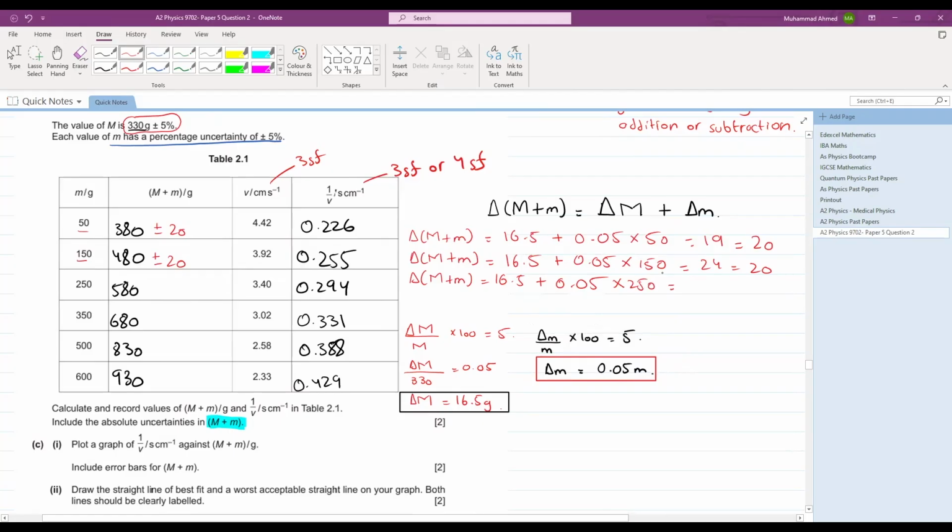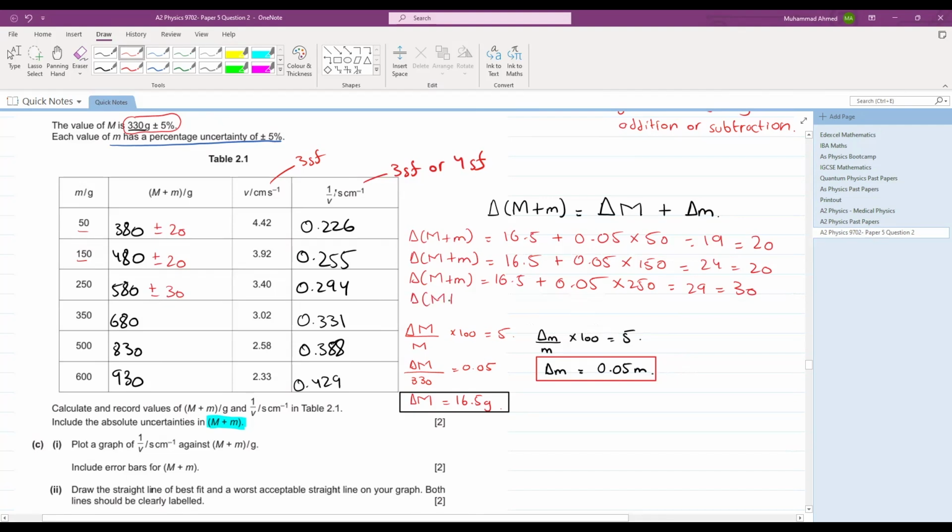One second. For some reason, I have erased the thing. Apologies. This comes out to be 29. And if I round off 29 to one significant figure, it will become 30. Simple. Let's do it for the fourth row as well.